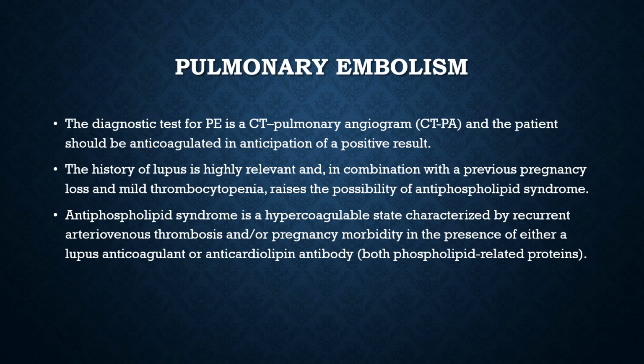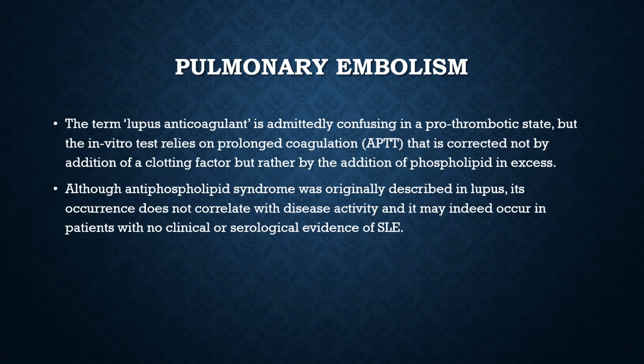Antiphospholipid syndrome is a hypercoagulable state characterized by recurrent arteriovenous thrombosis and or pregnancy loss or morbidity in the presence of either a lupus anticoagulant or anticardiolipin antibodies, both phospholipid-related proteins, and some other proteins than these two. The term lupus anticoagulant is admittedly confusing in a pro-thrombotic state, but the in vitro test relies on prolonged coagulation that is corrected not by addition of a clotting factor, but rather by addition of phospholipid in excess.